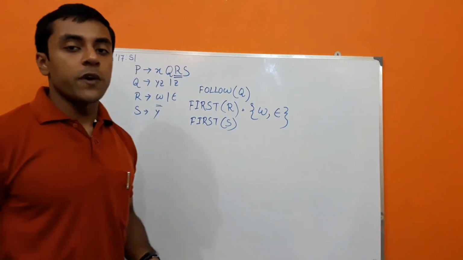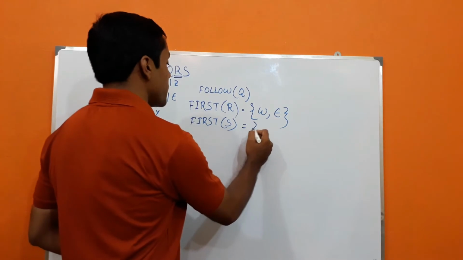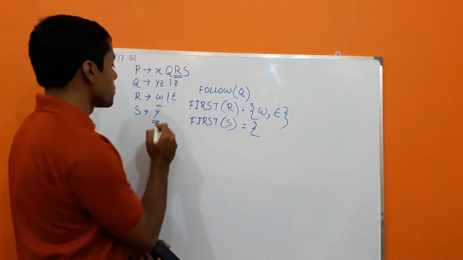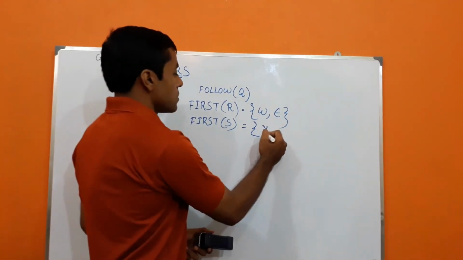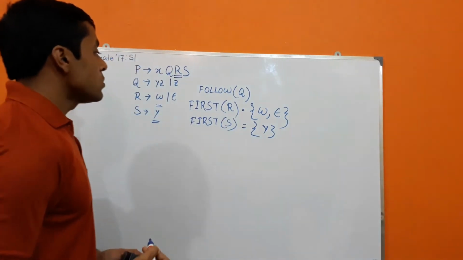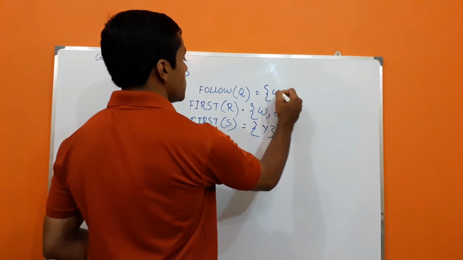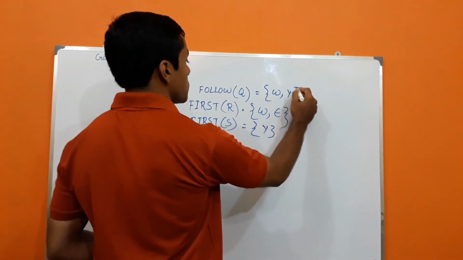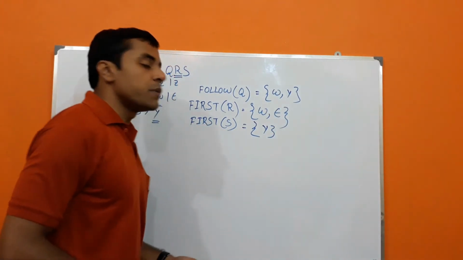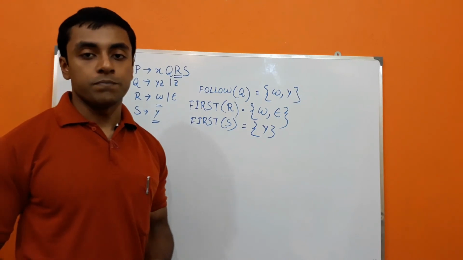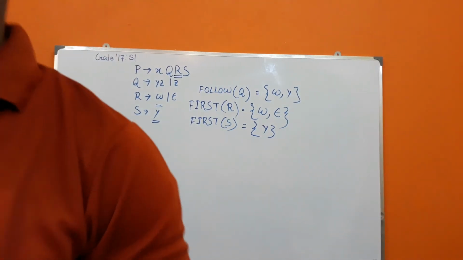So, what will be the first of S? This is nothing but Y. How can I get it? From this production. So, this is Y. Now, what will be the follow of Q? This is nothing but W and Y. So, the correct answer is follow of Q is W and Y.